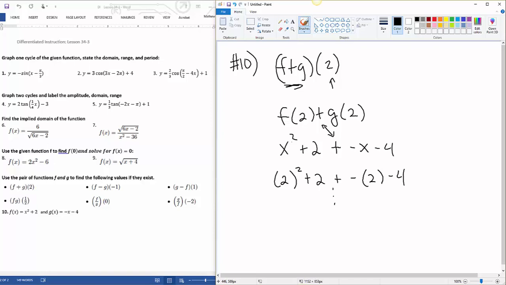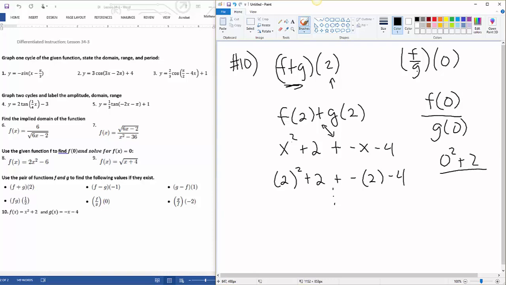That's the first part. What if I wanted to do f over g of 0? So it's saying you take your f function, divide it by g, and then plug in 0. So f of 0 over g of 0, which is going to be f of 0 is plugging in 0 into my function, and then g of 0 is plugging in 0 into your function, and then you simplify that.